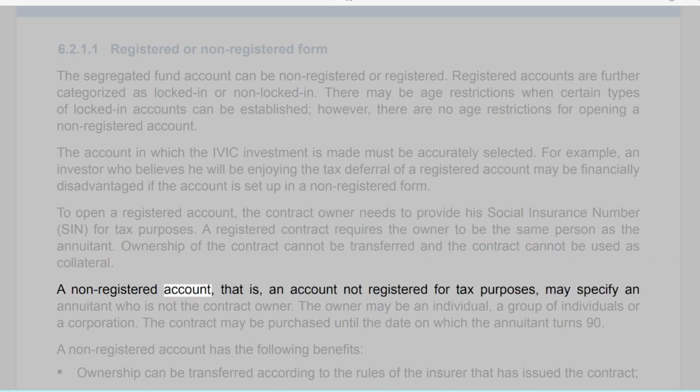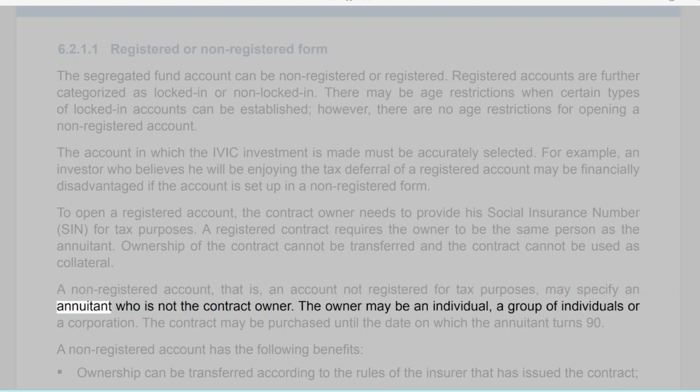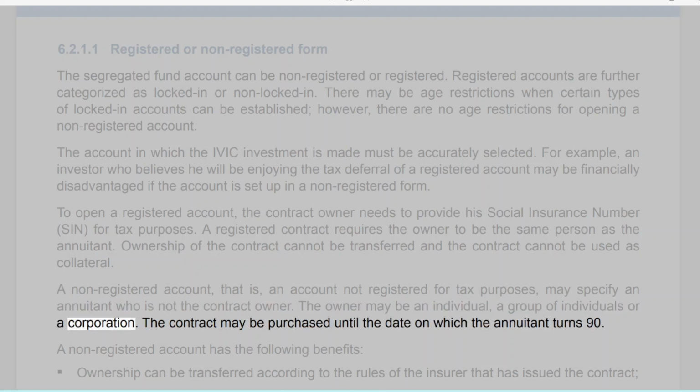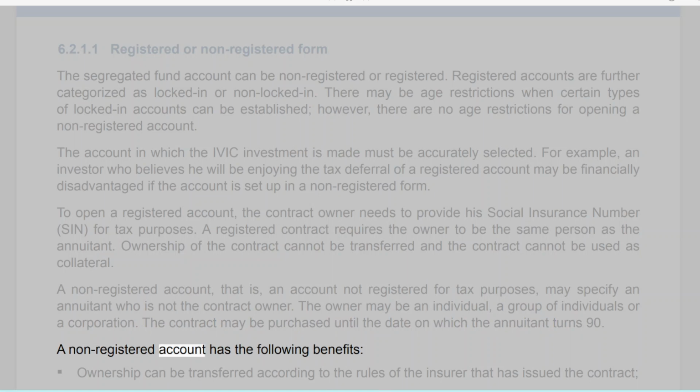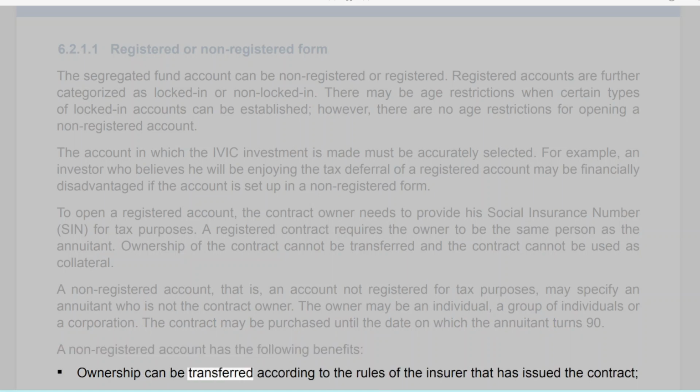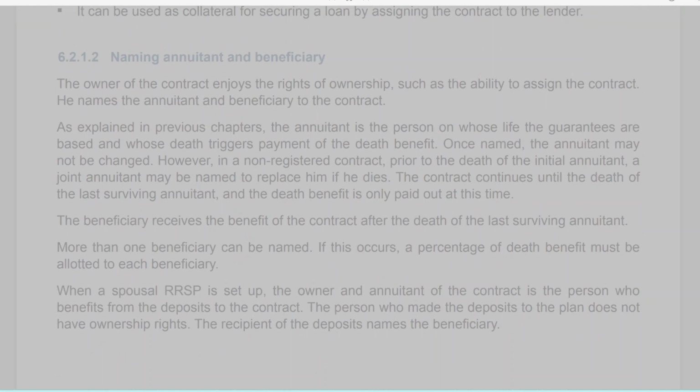A non-registered account, that is, an account not registered for tax purposes, may specify an annuitant who is not the contract owner. The owner may be an individual, a group of individuals, or a corporation. The contract may be purchased until the date on which the annuitant turns 90. A non-registered account has the following benefits. Ownership can be transferred according to the rules of the insurer that has issued the contract. It can be used as collateral for securing a loan by assigning the contract to the lender.